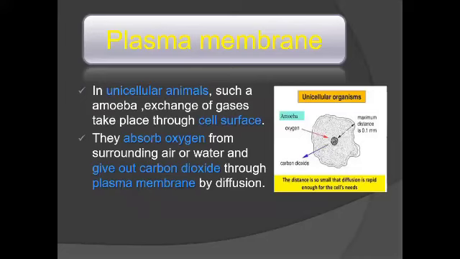Plasma membrane. In unicellular animals such as amoeba, exchange of gases takes place through the cell surface. They absorb oxygen from the surrounding air or water and give out carbon dioxide through the plasma membrane by diffusion.